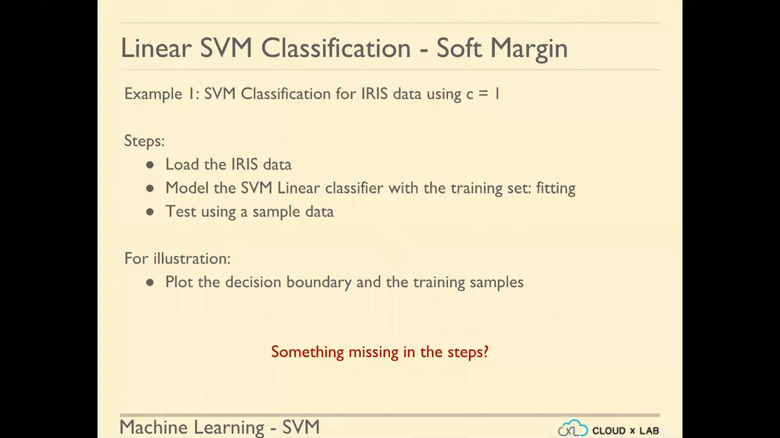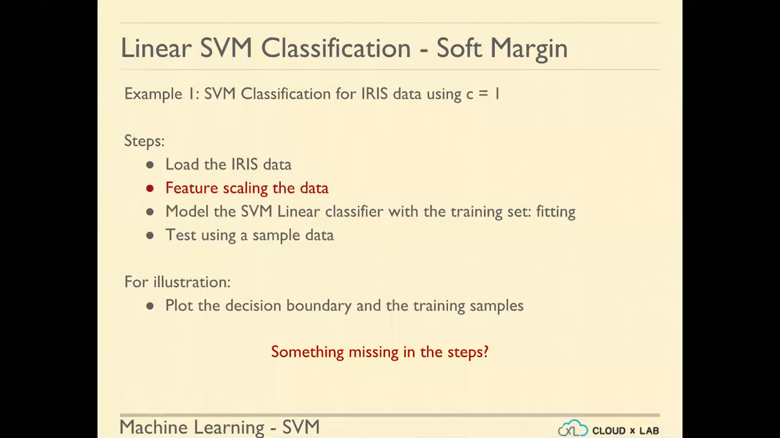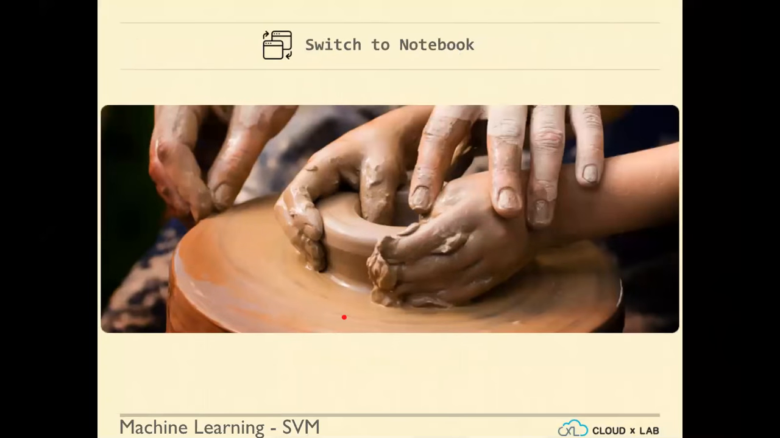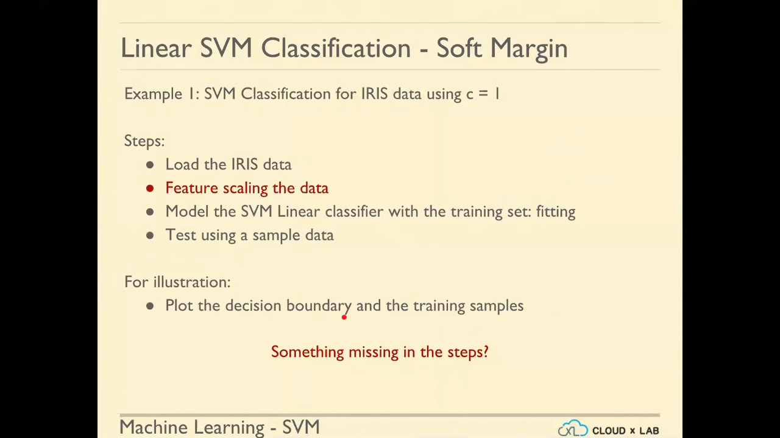So the question to all of you is, did we miss any of the steps? In this approach of machine learning, we just performed three steps. Did we miss anything? Yes, we actually missed the feature scaling. So we need to do the feature scaling. Keep this in mind whenever you're performing your steps.